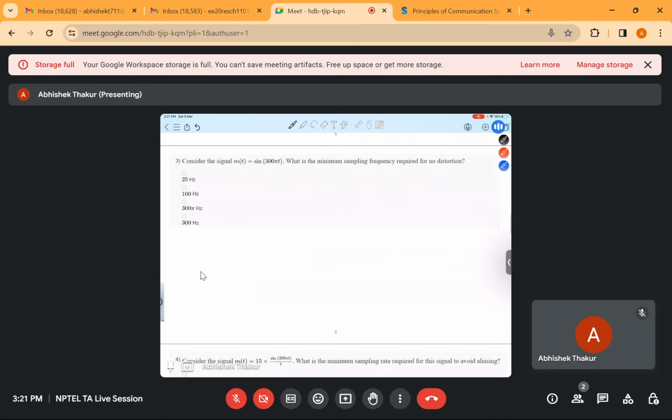So now we'll move on to the third question. Consider the signal m(t) is equal to sine 300 pi t. What is the minimum sampling frequency required for no distortion? So m(t) is given as sine of 300 pi t. So this we can write as sine 2 pi fm t. Now equate this: 2 pi fm t is equal to 300 pi t. So pi and pi cancel, t and t cancel. So fm is equal to 150 hertz.